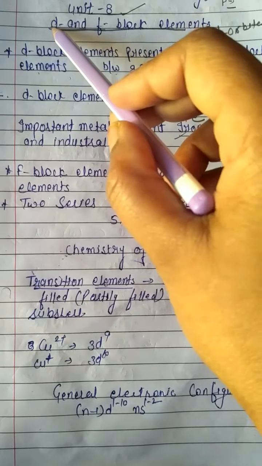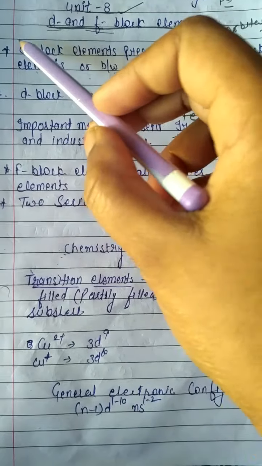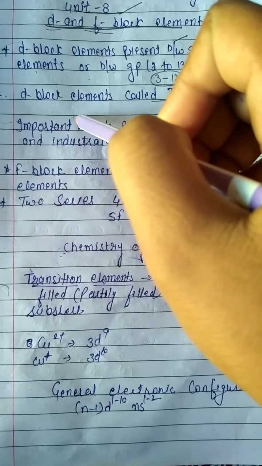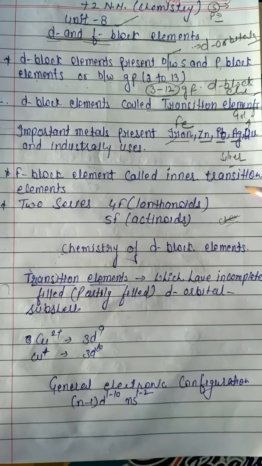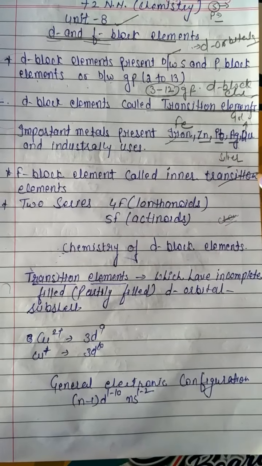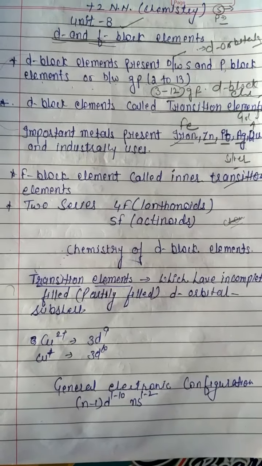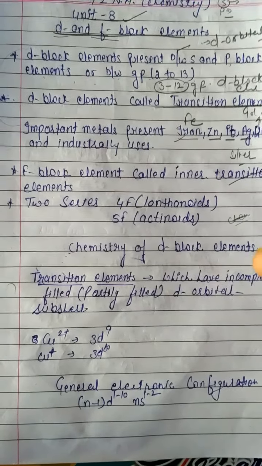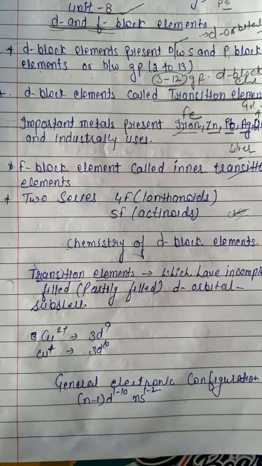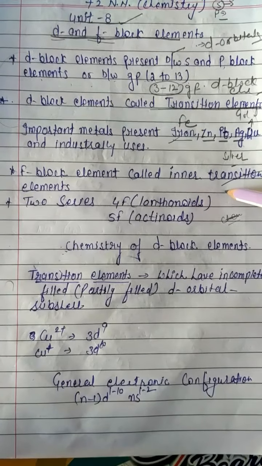Now, the name of the unit is D block and F block elements. This was just an introduction of D block elements. Next, the F block elements. Where are they present? Below the table. There are two series present below the table, which are called the F block elements. F block elements are also called the inner transition elements.